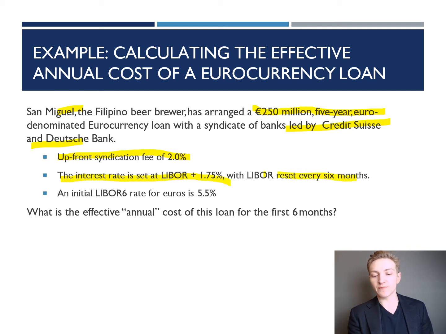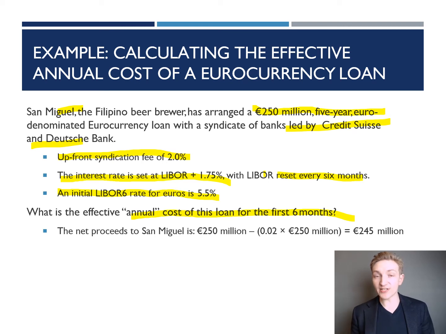LIBOR is reset every 6 months. What that means is your interest rate changes every 6 months and is variable. So LIBOR, in this case, we're going to look at the LIBOR as at 6 months' time. And at every 6-month interval, we're going to reset our interest rate. The initial LIBOR rate is 5.5%, but that's subject to change. LIBOR 6 here represents the 6-month LIBOR rate, that LIBOR rate that's going to hold for the next 6 months, rather. Now, the question is, what is the effective annual cost of this loan for the first 6 months? Now, we'd obviously want to look at the effective cost overall, of course. So let's have a look at how we do this.